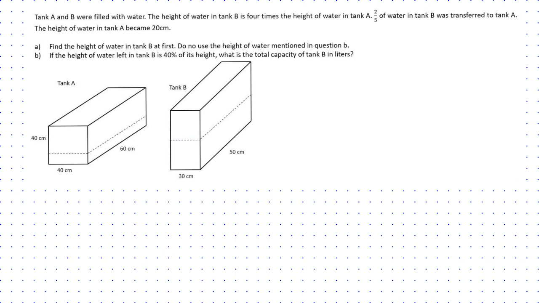Okay, so let's say the height of water in tank A is P. Then the height of water in tank B would be 4P. Next, 2/5 of water in tank B was transferred to tank A. The height of water in tank A became 20 cm. So question A is, find the height of water in tank B at first, which is the value of 4P.